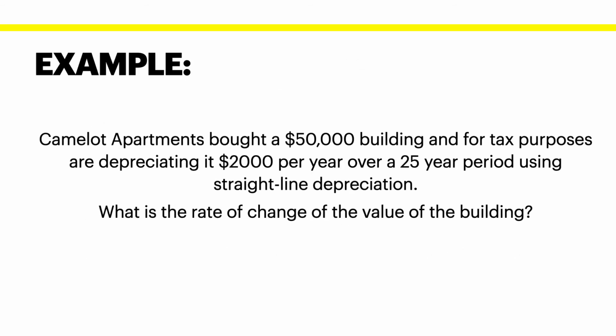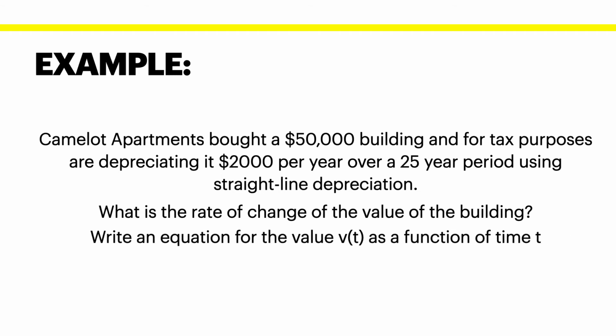Camelot Apartments bought a $50,000 building and, for tax purposes, is depreciating it at $2,000 per year over a 25-year period using straight-line depreciation. So, what is the rate of change of the value of the building? Write an equation for the value V sub t as a function of time t, and evaluate V of 0 and V of 16.